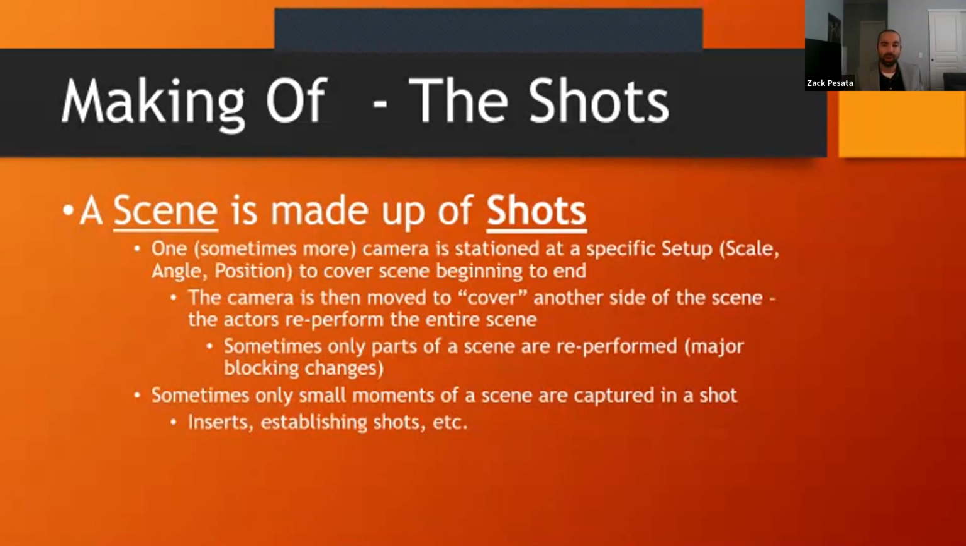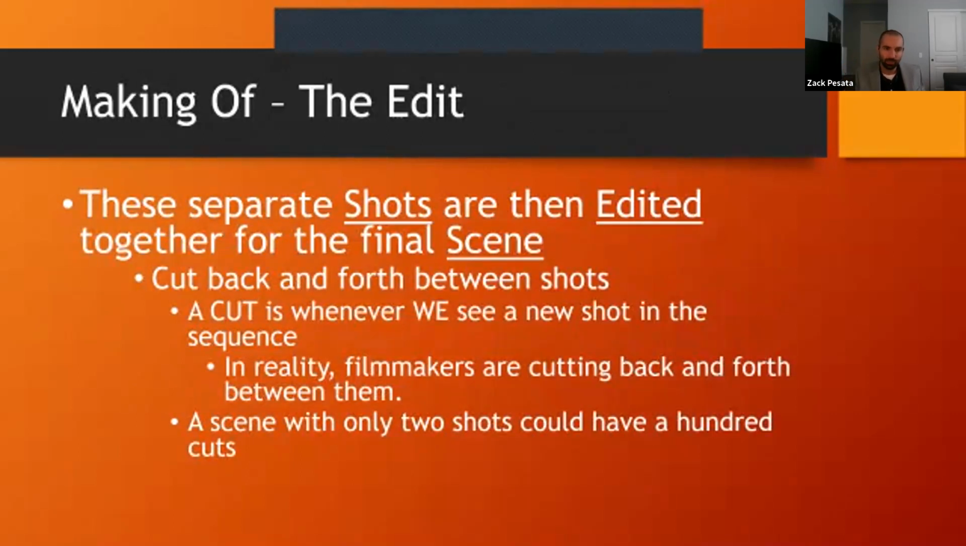Now, if directors want to do additional setups, they can decide to, like what we saw in the Hail Caesar scene. So the camera is then moved to cover another side of the scene. The actors reperform the entire scene. Sometimes only parts of a scene are reperformed for major blocking changes, like what we saw with pulling George Clooney out of the frame. And then sometimes only small moments of the scene are captured in a shot, like inserts or establishing shots, which we'll talk about later.